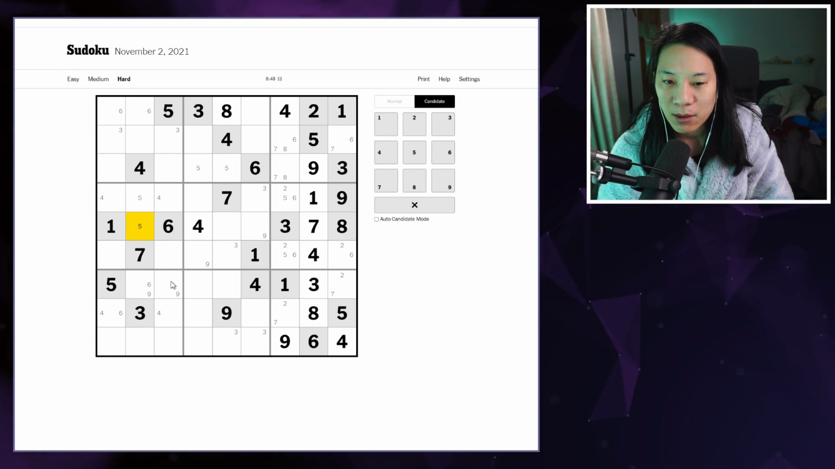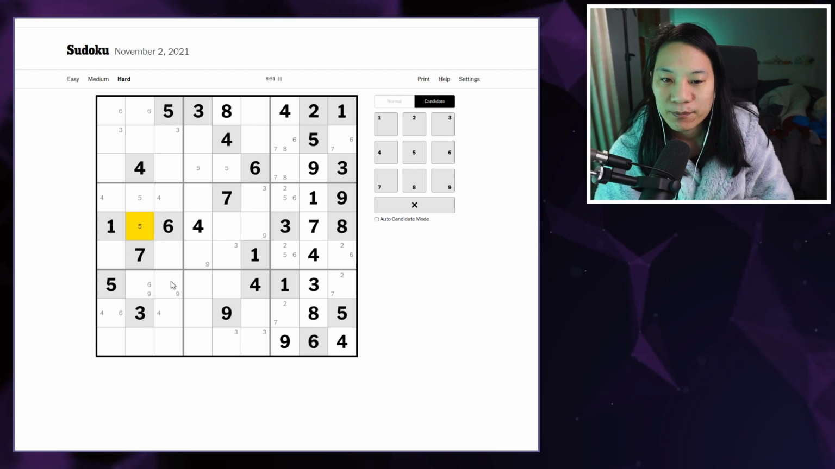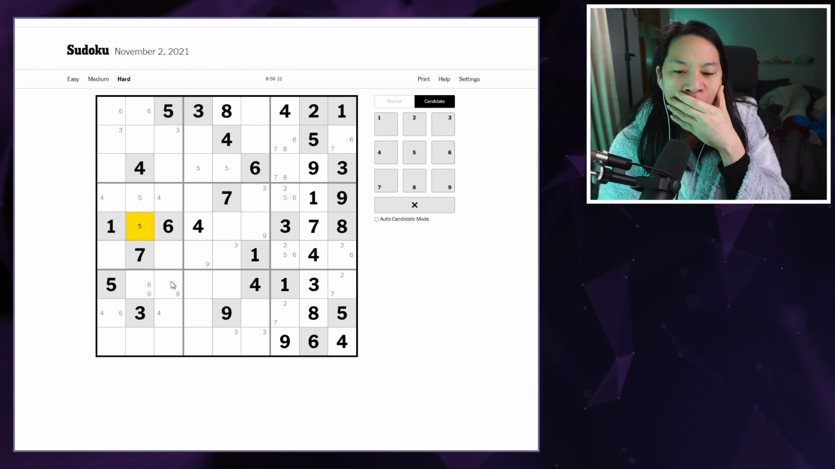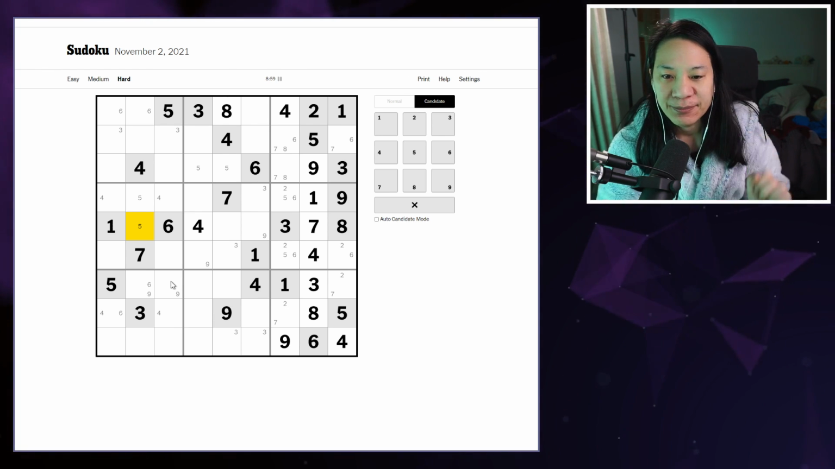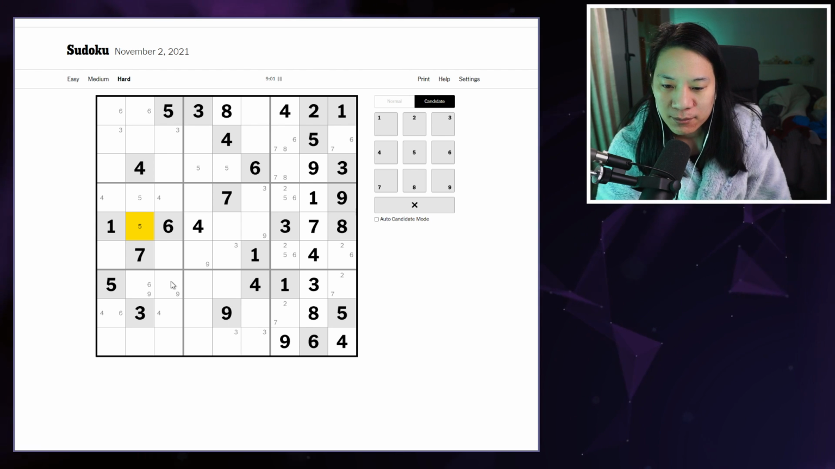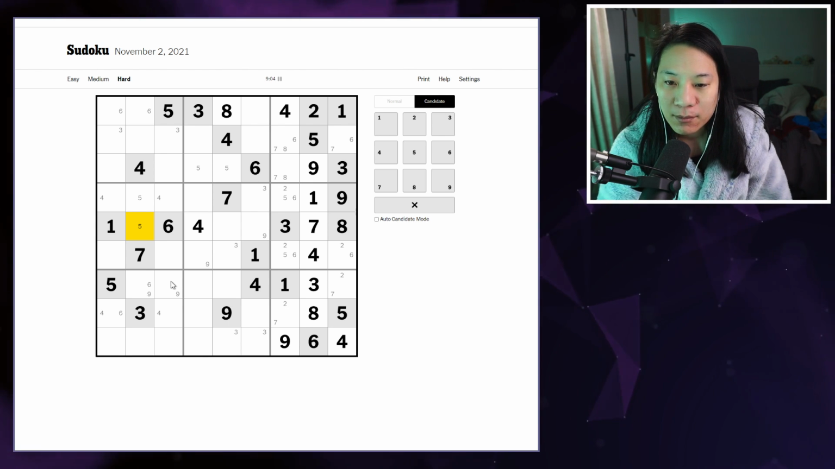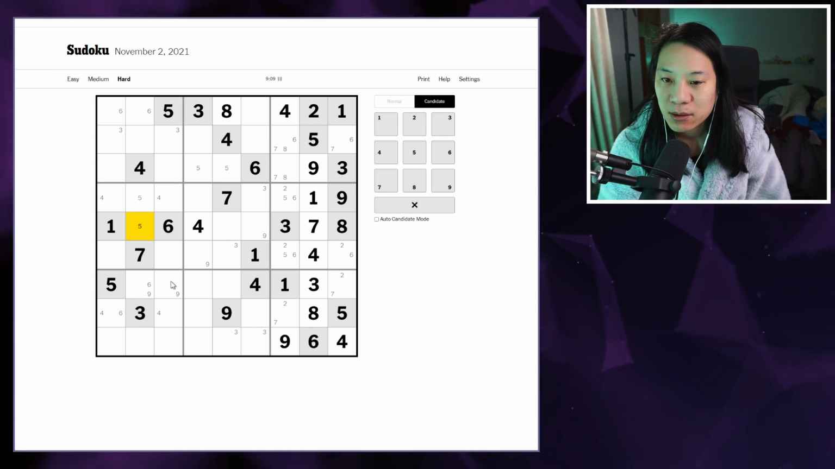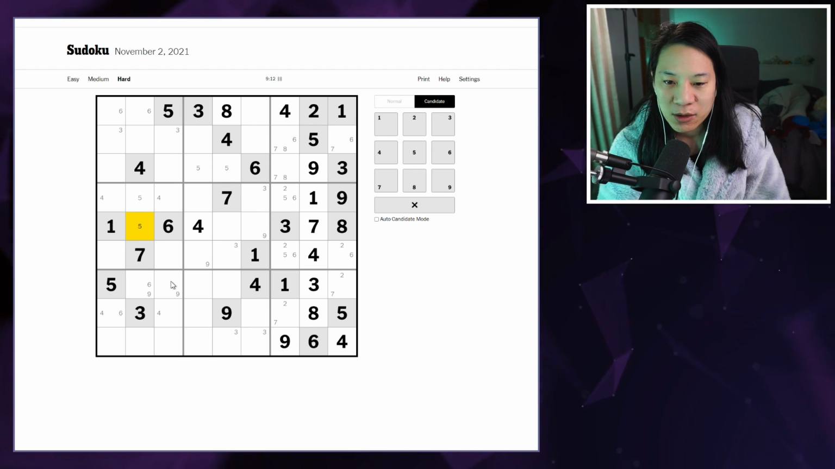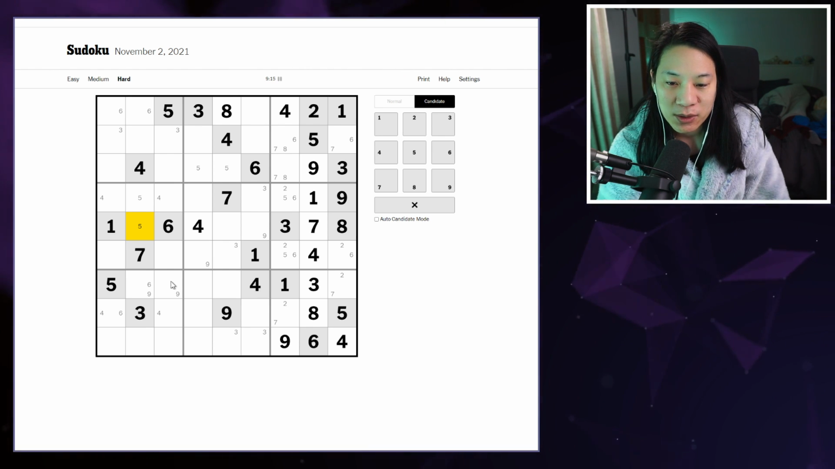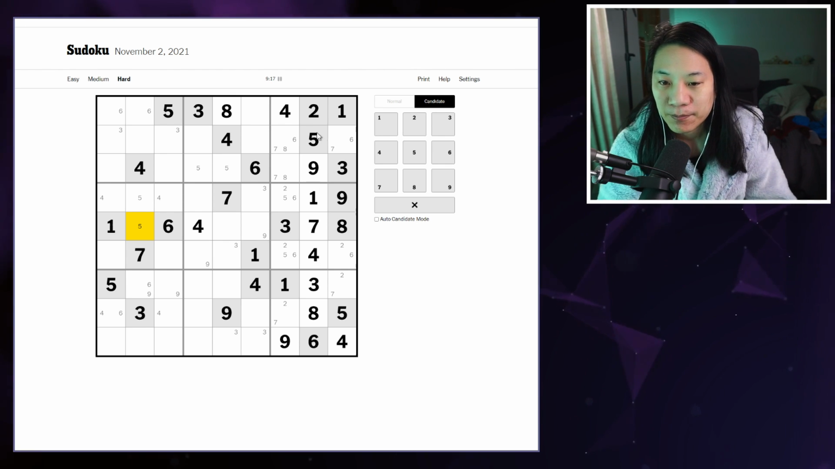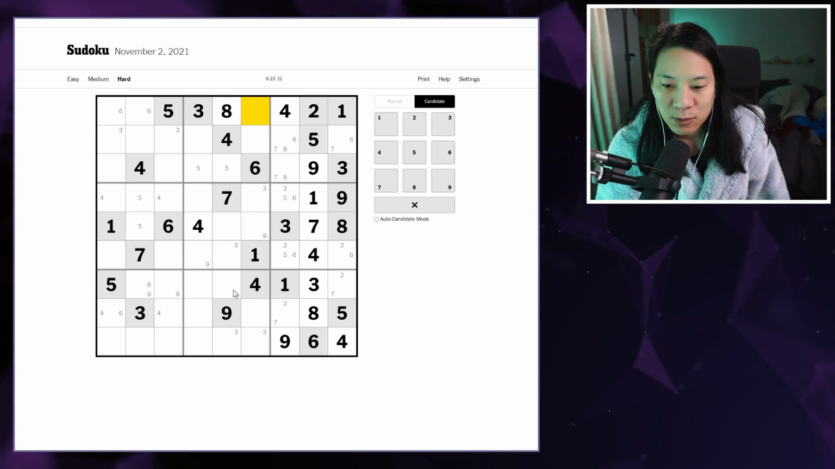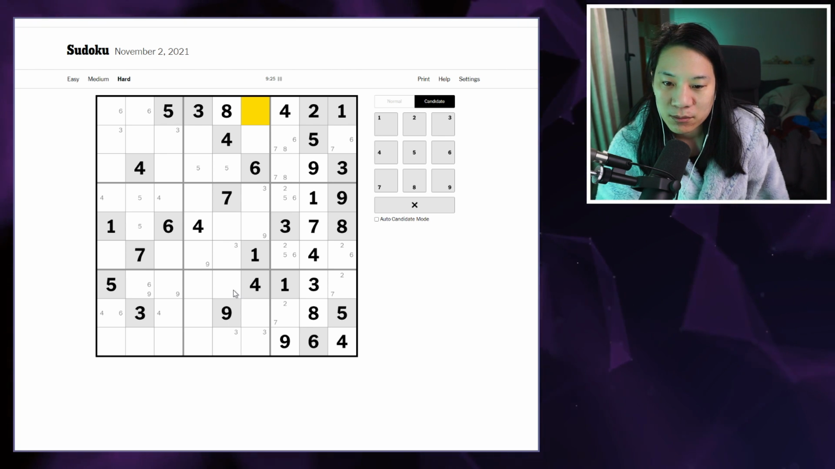What should I be looking for? Not seeing anything at a glance. 8, 8, 8, 8. I feel like the 8 should do more, but I don't see it. So this is 7 and 9. Not useful. No.